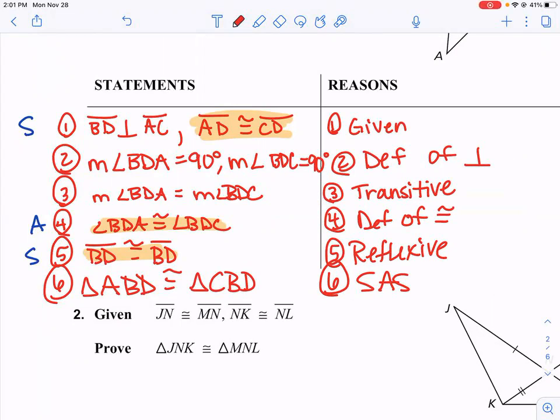Honestly, this is probably one of the longer proofs we'll do. So for SAS, you can just put SAS as a reason. Yep, it's a theorem, the side angle side theorem. Do you want to write it all out, side angle side theorem, or just write SAS? SAS sounds good to me.